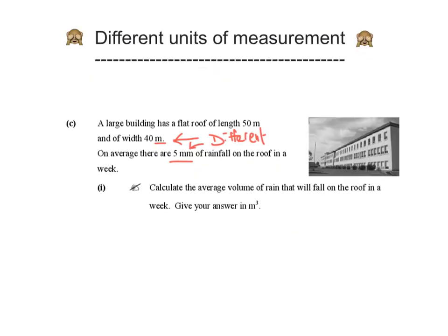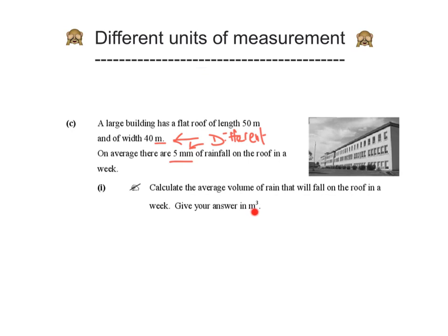So here's a quick exam tip. Right at the start of the exam, you should try and scan through the whole paper and see if you can find different units of measurements. For example, in this question here, you have meters here and you have millimeters here. So when you see something like that, you should underline them.